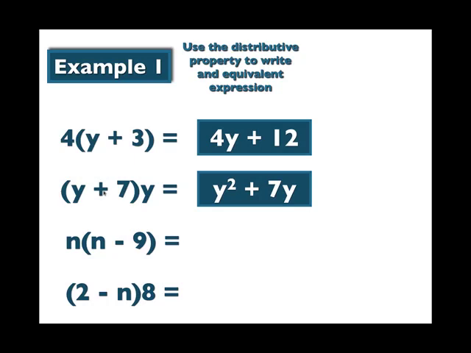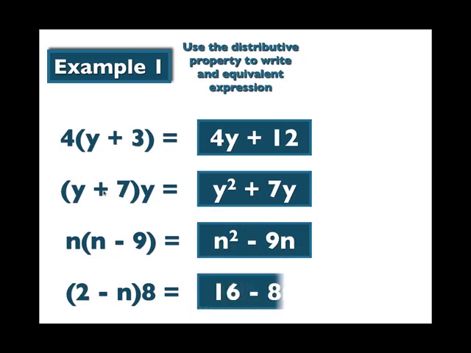The next example is just like the previous one. We're going to get n squared minus 9n. And the last one, this time a little out of order, but it's okay, is going to be 16 minus 8n. Remember, we're multiplying everything inside parentheses by the number, the factor on the outside of the parentheses. Probably the only new thing here, again, is if you're multiplying a letter by the same letter, it's just that variable to the second power. So y times y is y squared, n times n would be n squared.